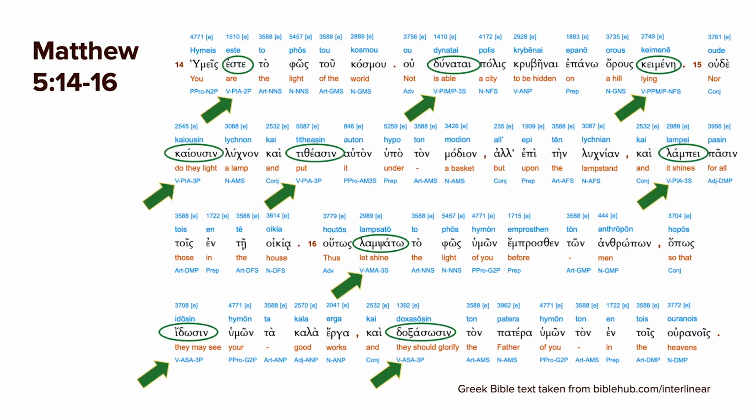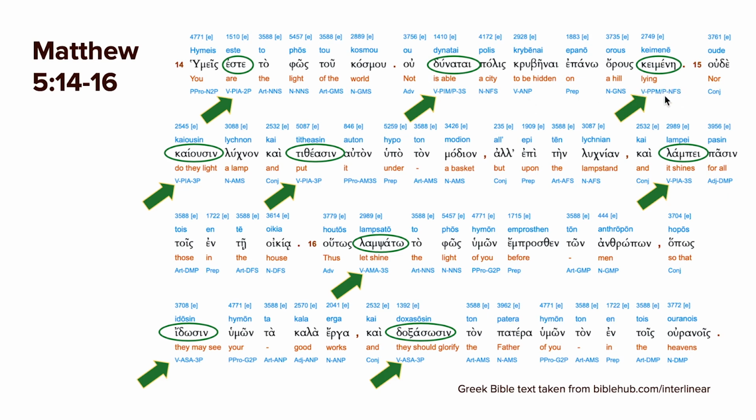And finally, let's look at these verbs. Again, we have you are, este. Este means you all. So you all are the light of the world. So he's talking to all believers. And a city is not able, u dunatai. Notice this is also present, but it's middle passive. We'll talk about that in the future. Instead of active, it's middle passive. But don't worry about that right now.